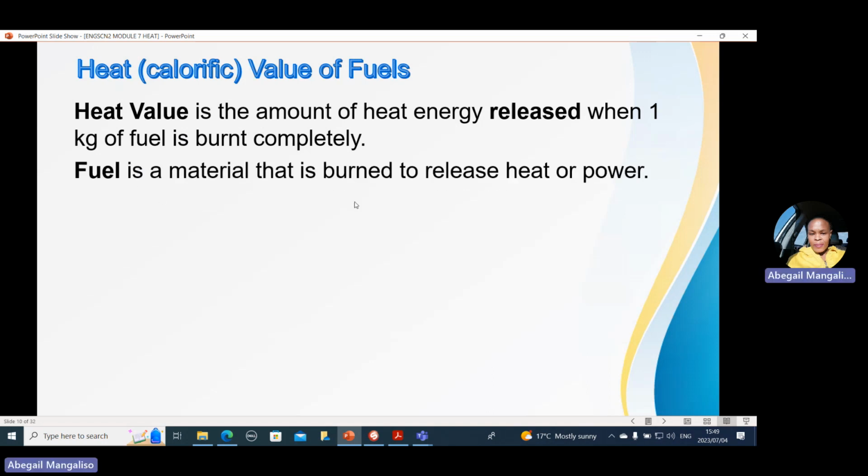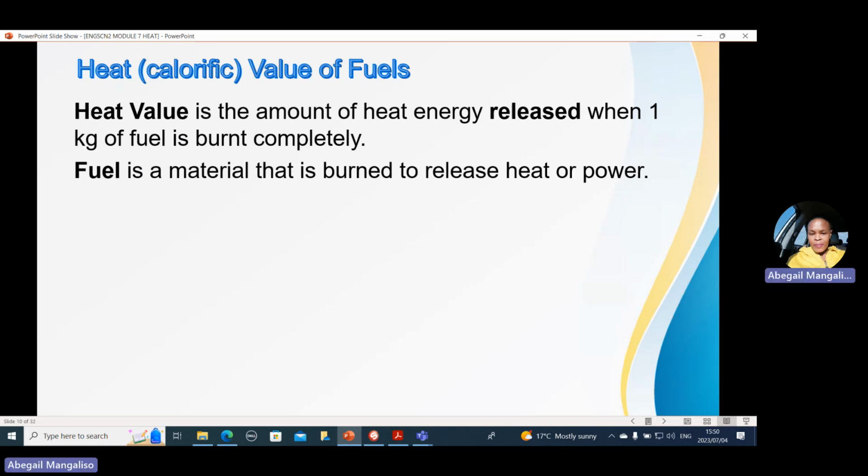Let's first define a fuel. A fuel is a material that is burned to release heat or power. For example, if you burn petrol or coal, they release heat. But if you add heat into water or steel, those are called substances. They don't release heat, but the temperature increases.